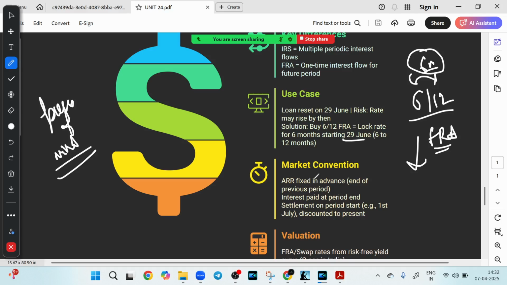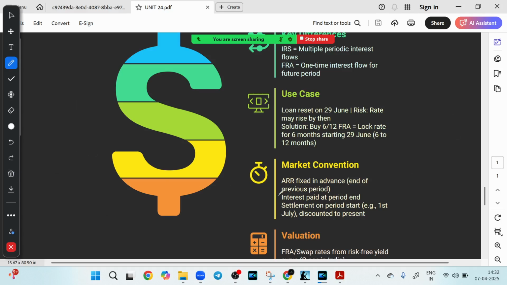So if we talk about the market convention, see how it is done. The rate is fixed in advance, based on the end of the previous period, right? Interest is paid at the end of the FRA period. Remember, whatever interest payment is done, it is paid at the end of the FRA period. But interestingly, payment is settled at the start of the FRA period and discounted back to present. This is how the market convention works.